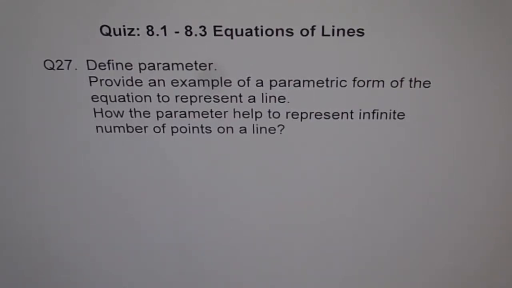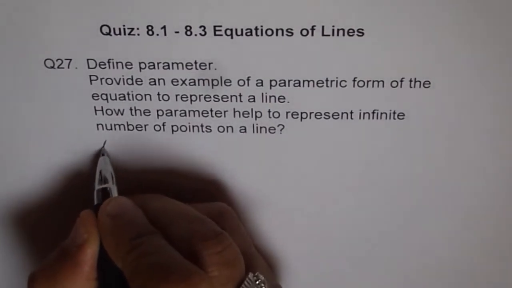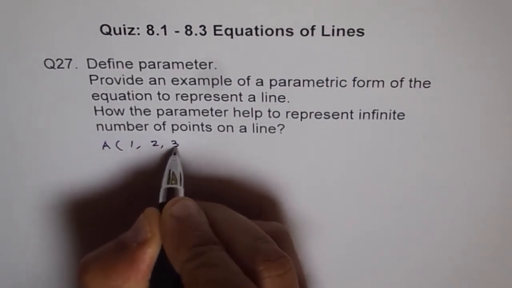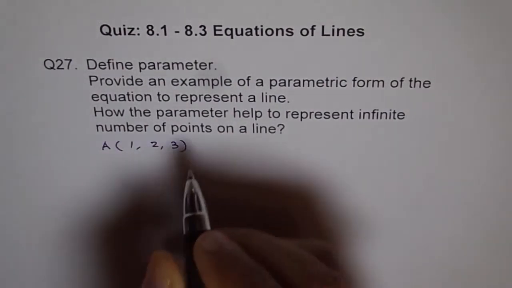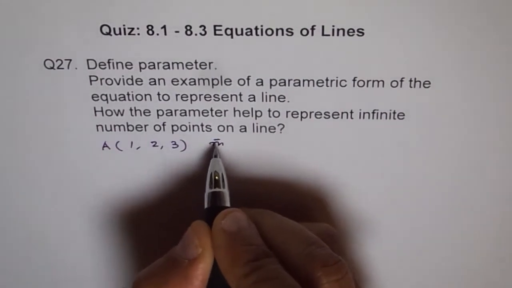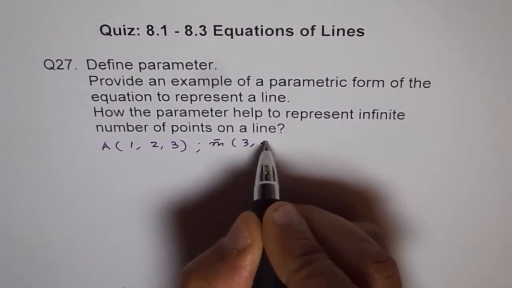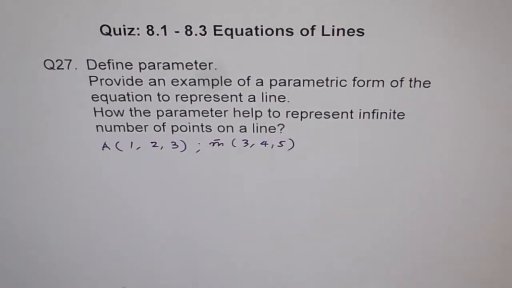So let's recall some of our equations, right? So what do we write in parametric form of a line? Let us say there's a line which goes through point A, and let's say that the point A is (1, 2, 3), okay? And it has a direction, and the direction is, let us say, (3, 4, 5), okay? Just simple values. The idea is to understand the terms, right?